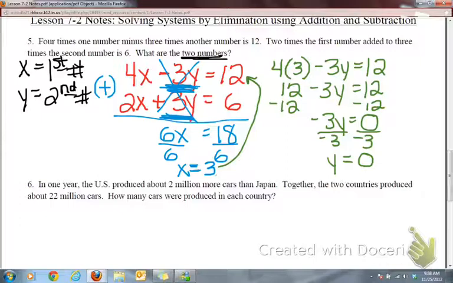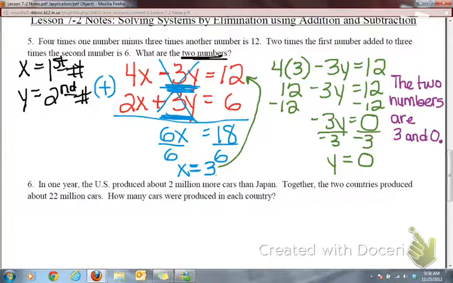So I need to write that into a sentence. And my sentence simply says the two numbers are 3 and 0. Okay, not too bad. You can always kind of plug them in and make sure, again, 4 times one number, that's 4 times 3, minus 3 times another number, that's 3 times 0, which is 0, so 12 minus 0 is 12. So you can always go back and check your answers to make sure that they work in both equations again.